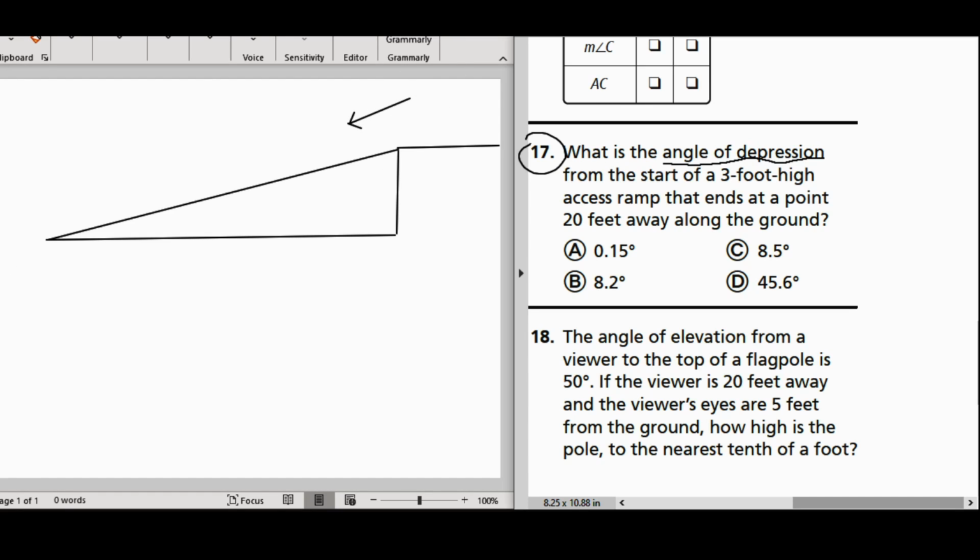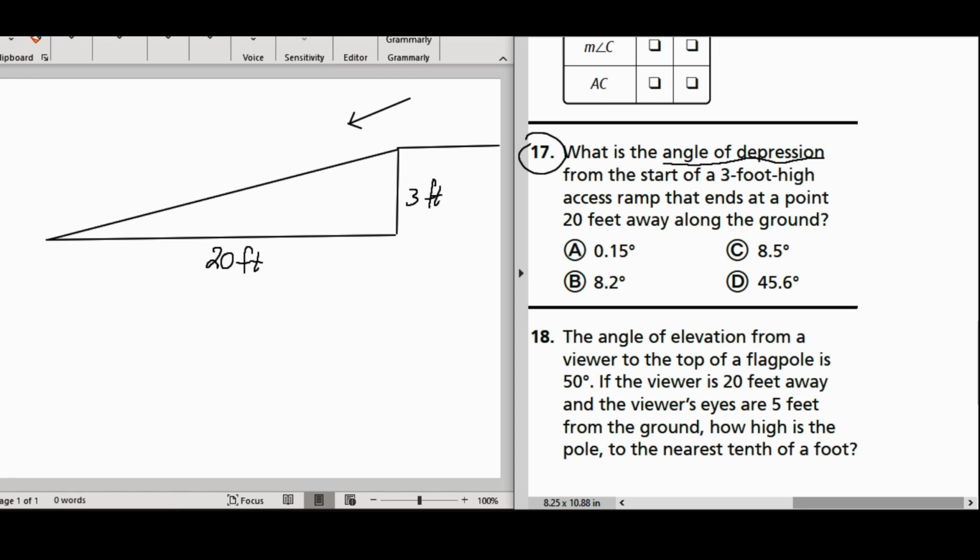So I want to make that note. I know it's 3 feet tall. Even if I have my direction wrong right now, we can go back and fix it. That ends at a point 20 feet away along the ground. No, this is definitely it, right? Only traveling in this direction does it make sense that you're starting at 3 feet high and you're 20 feet away when you land. So what it's asking is for the angle of depression. Now, is there a dotted line option?